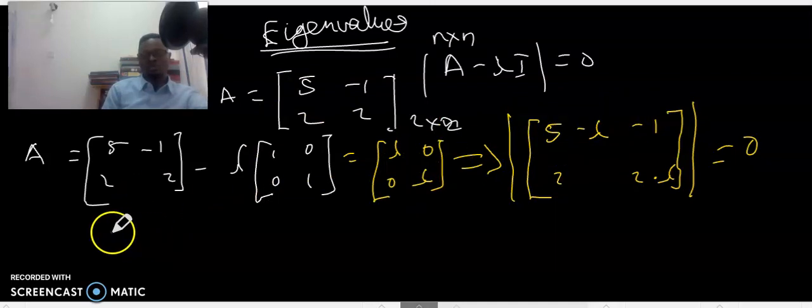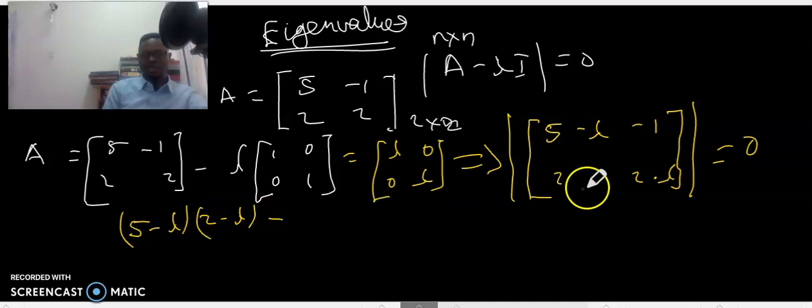To do this, we simply need to open it up. You know how to find the determinant of a 2 by 2 matrix. It is simply 5 minus lambda multiplied by 2 minus lambda, minus -1 times 2, which is -2, so this becomes +2. So let's open this up.